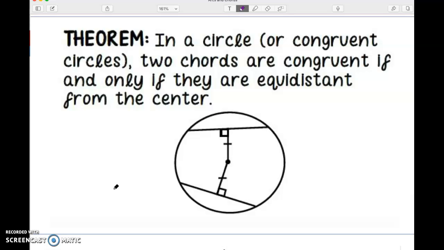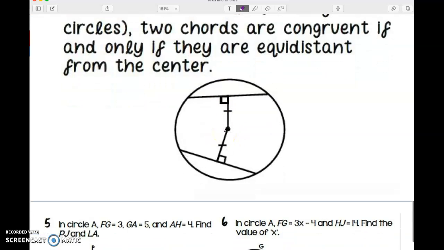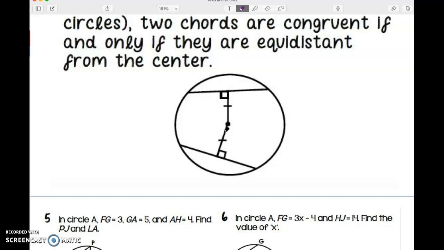Our next theorem says that in a circle or 2 congruent circles, two chords are congruent if they are equidistant. So we would need to know that the measure from the center to the point where we touch the chord is the same. And again, they tell us that with a tick mark. The reason I know it's a distance is because we have a 90-degree angle, and distance is always measured at a perpendicular angle.